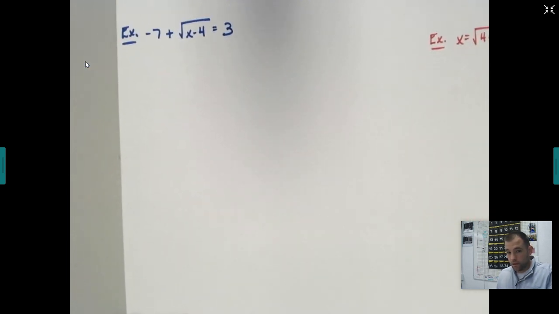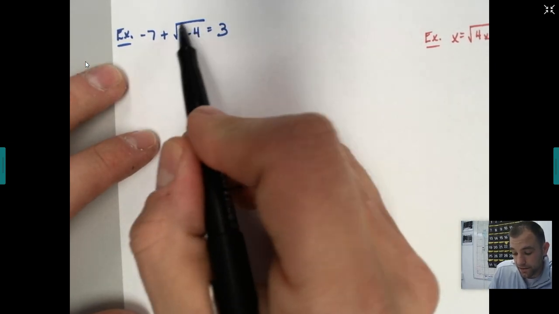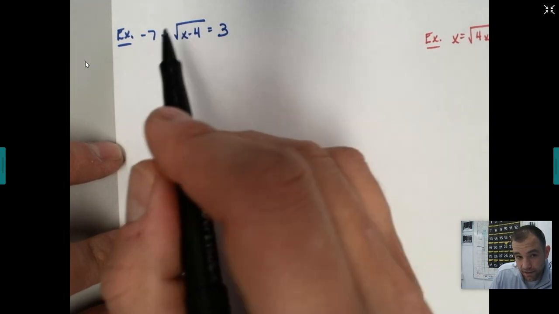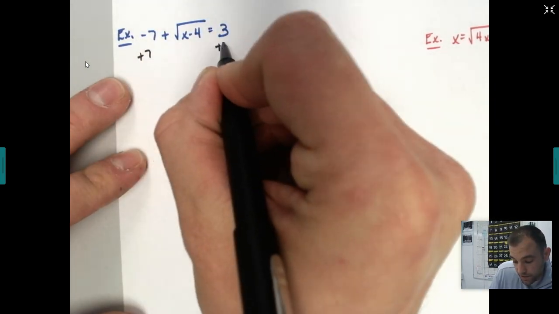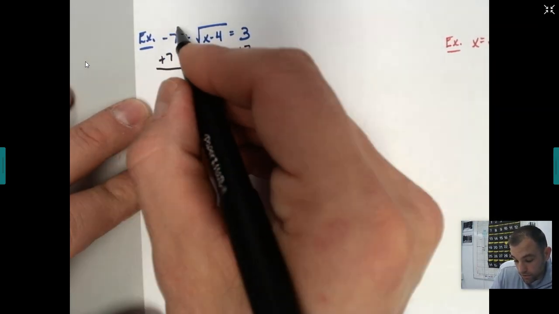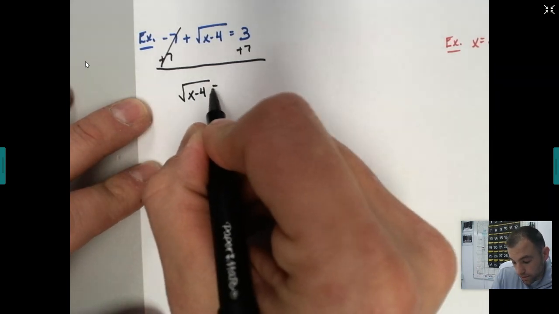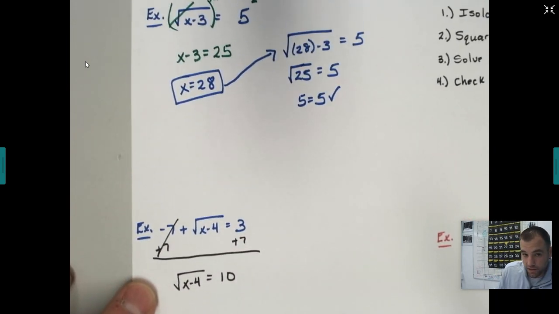Look at this second one. Negative 7 plus the square root of x minus 4 equals 3. Now it's not by itself, right? My radical is not isolated yet. I have this negative 7 in front. So I need to get rid of that negative 7 before I can do anything. So I'm going to add 7 first to both sides. If I add that 7, those cancel, and I'm left with the square root of x minus 4 equals 10. And now it is exactly like the problem we just did, right?